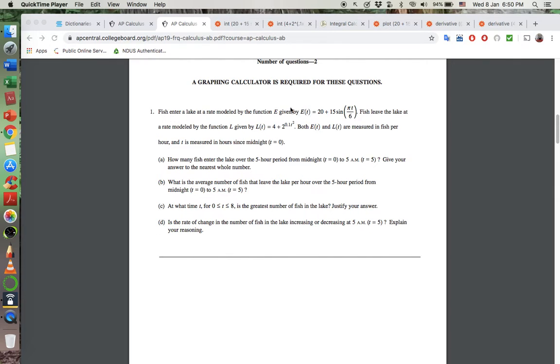Fish enter a lake at a rate modeled by this function. We're starting with 20 fish at time t = 0, which is midnight, and then for each hour that passes we get an additional 15 sine of pi t over 6 fish entering the lake. And then they're also leaving the lake.